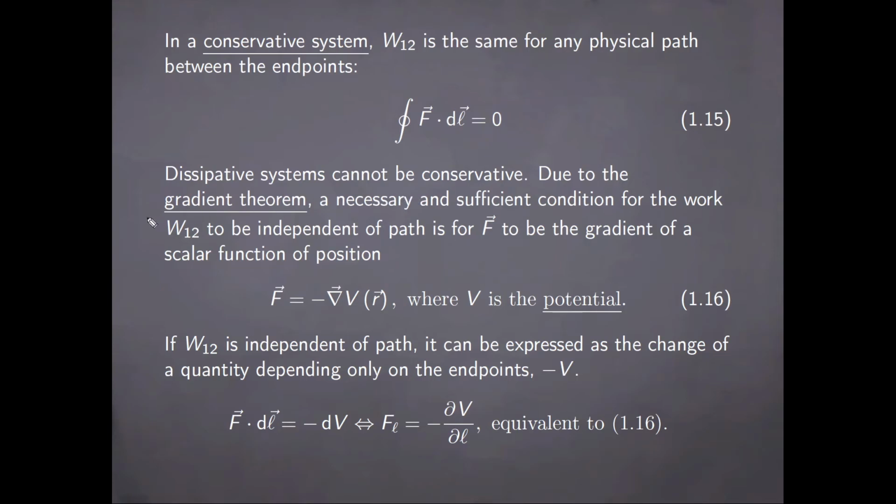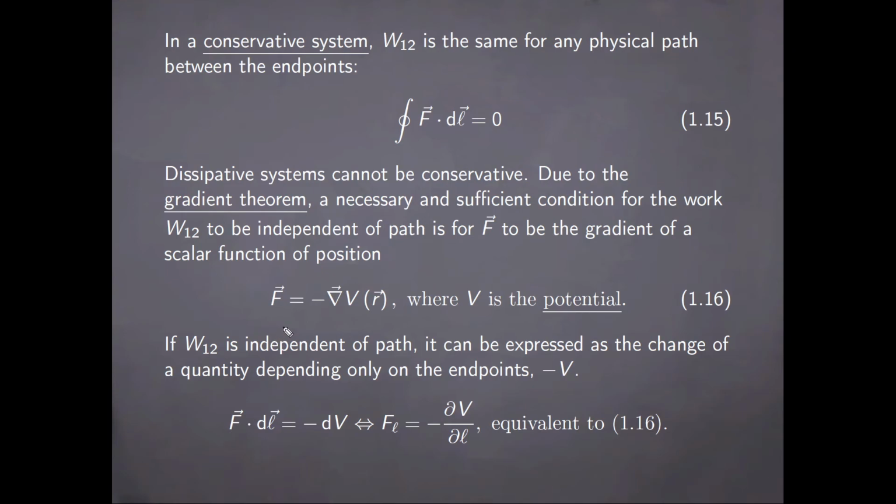Due to what is known in mathematics as the gradient theorem, a necessary and sufficient condition for the work to be independent of path is for the force to be the gradient of a scalar function of position. So the force is equal to minus the gradient of a function V, which is known as the potential. If the work is independent of path, it can be expressed as the change of a quantity depending only on the endpoints, the quantity being minus V.